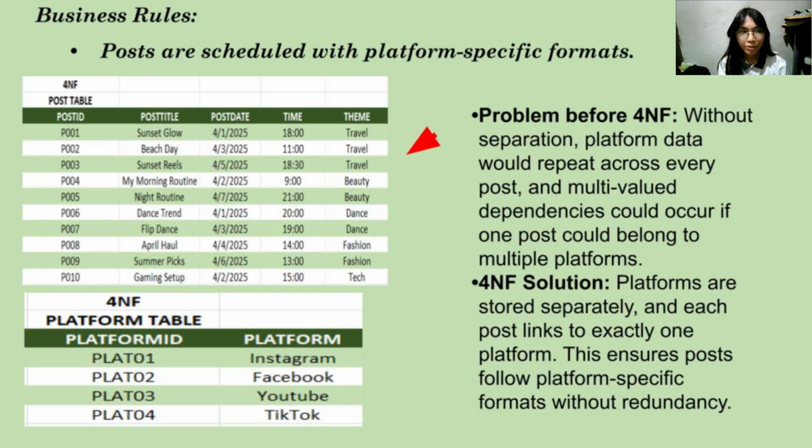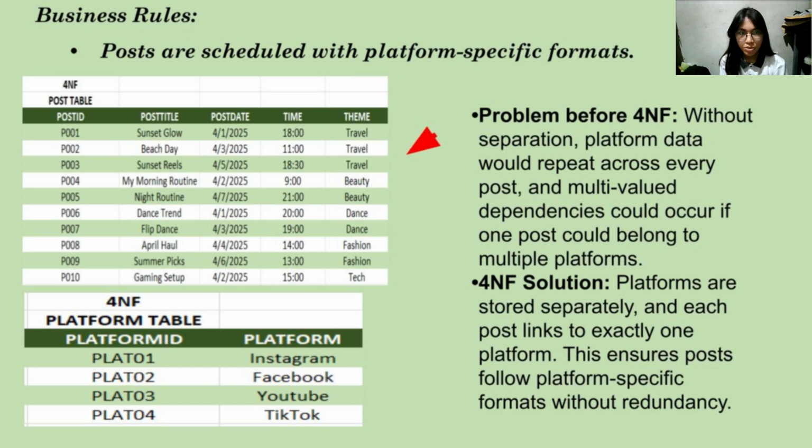Business rule number 4. Posts are scheduled with platform-specific formats. Problem before 4NF: without separation, platform data would repeat across every post, and multi-valued dependencies could occur if one post could belong to multiple platforms. 4NF solution: platforms are stored separately and each post links to exactly one platform. This ensures posts follow platform-specific formats without redundancy.